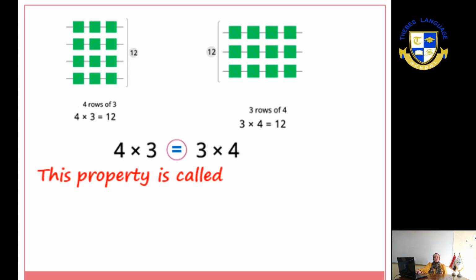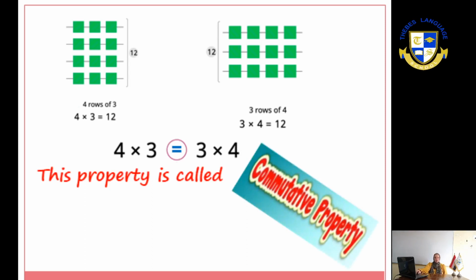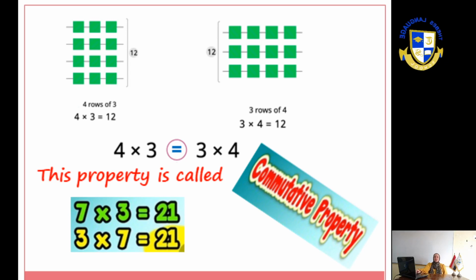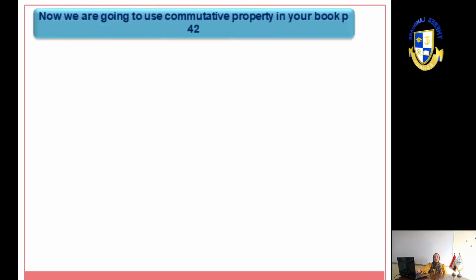Both are the same. Okay? This property is called commutative property. Now we have another example. 7 times 3 equals 21, or we can say 3 times 7, it will also give us 21. Okay? Now in the next page, we are going to use the commutative property in your book, page 42.